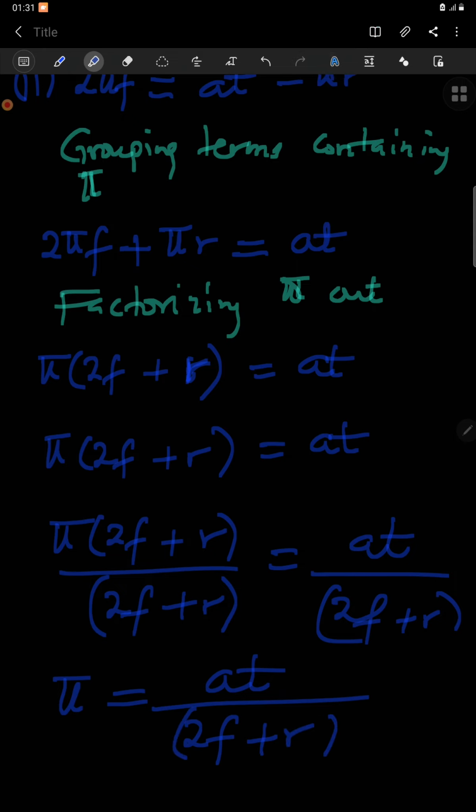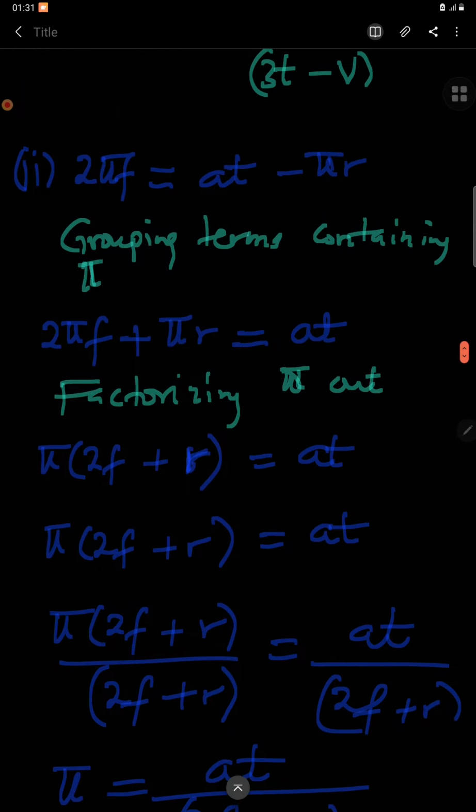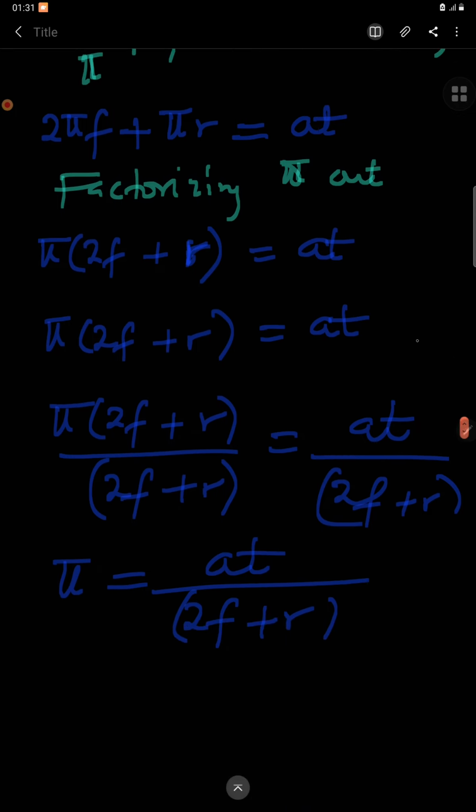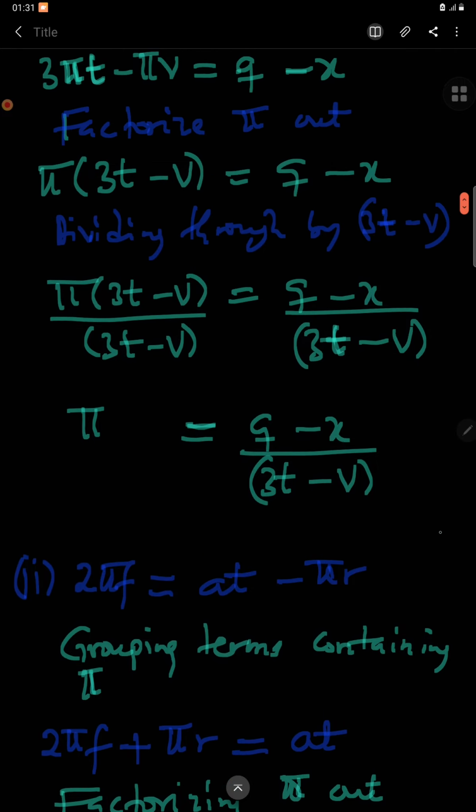So whenever you are given the required letter on both sides of the equal to sign, you can find your required letter by using this approach.